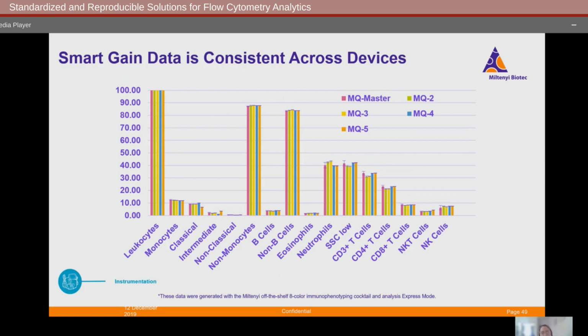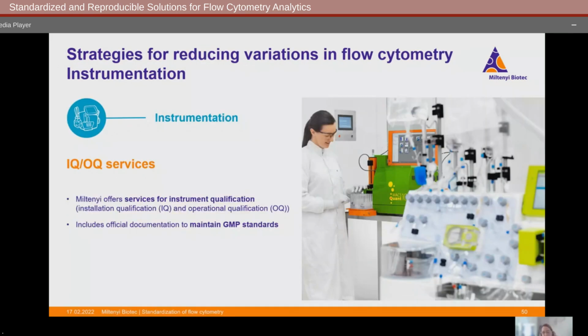Another way to mitigate variation in data in flow is our IQ/OQ services. We offer these types of services for instrument qualification, and they really allow you to maintain that GMP standard so that you can get official documentation and really be covered there.